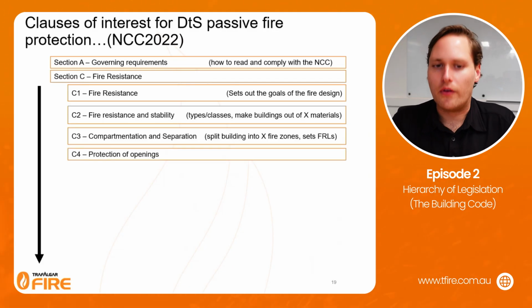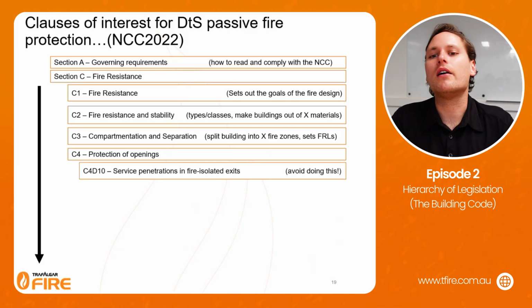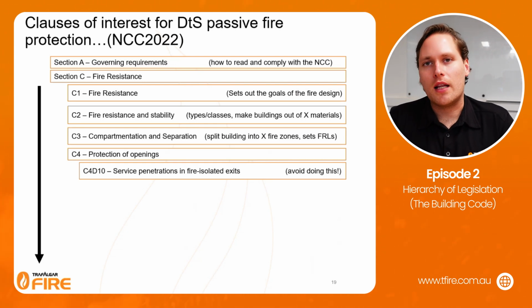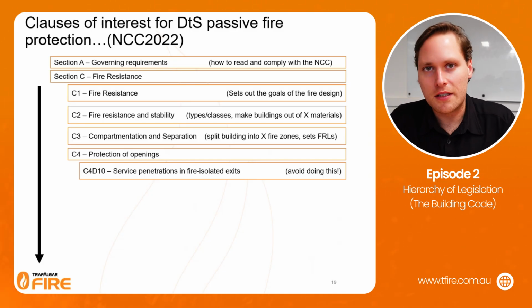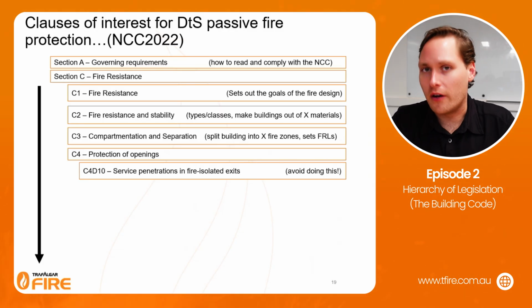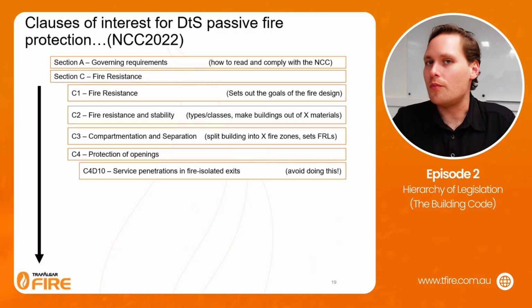C4 is what we're really focused on today, which is protection of openings. So C4D10 talks about service penetrations in fire isolated exits. And I've got a little note there that says avoid doing this. The fire exits are meant to be the safest path of egress from a building. And the building code tries to limit the amount of holes you can put in the fire escape for obvious reasons. There are some services that are allowed, so fire hydrants, lighting, anything that's going to help the fire escape during a fire is permitted. Otherwise, avoid putting anything else in there.